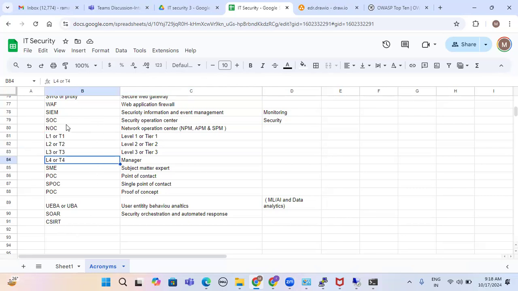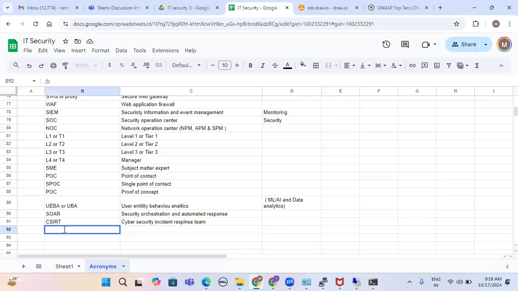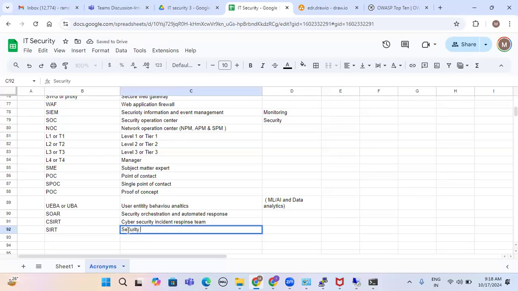What is CSIRT? SOC's another name, or alternative name, is CSIRT. Full form is Cyber Security Incident Response Team. Okay, so meaning SOC only. They will sit in one room and take care of the security incident investigations. Next one is SIRT. Different companies will call it with different names. Security Incident Response Team.